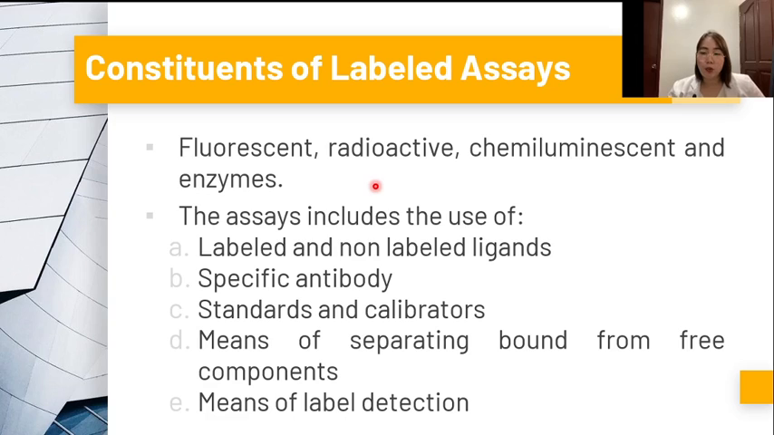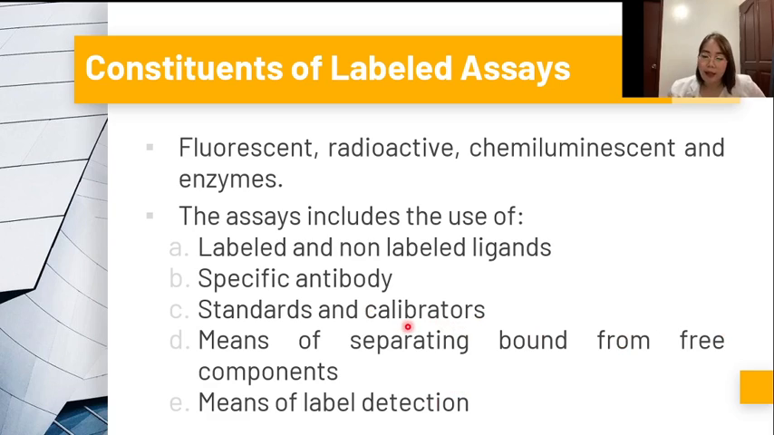Okay, so what are different constituents of a labeled assay? So first, it could be fluorescent, it could be radioactive, it could be chemiluminescent, or it could use also an enzyme label. Okay? So this assay includes the use of labeled reagent. So ito yung reagent mo, of course, ito yung ilalagay mo, known ito, and you have the patient sample. So non-labeled ligands, specific antibody, standards and calibrators also, and other tests or other immunoassays require a separation step and means of label detection. It could be using scintillation counter, it could be using fluorescence microscope, or other detection equipment.